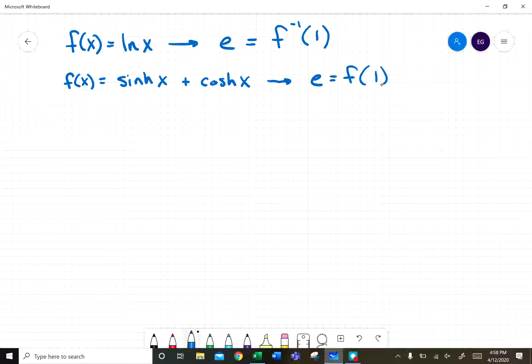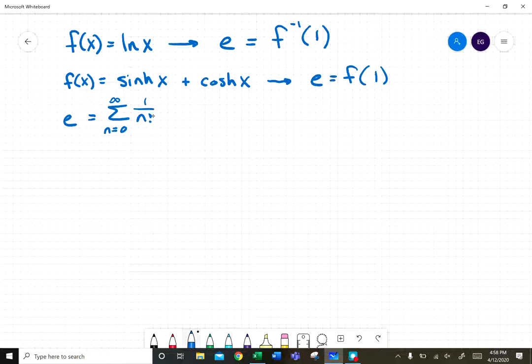Let's see what else. We could define e as a convergent series. This is something you'll come across in Calc 2. So let's say e is the sum as n varies from 0 to infinity of 1 over n factorial. That will give you e.